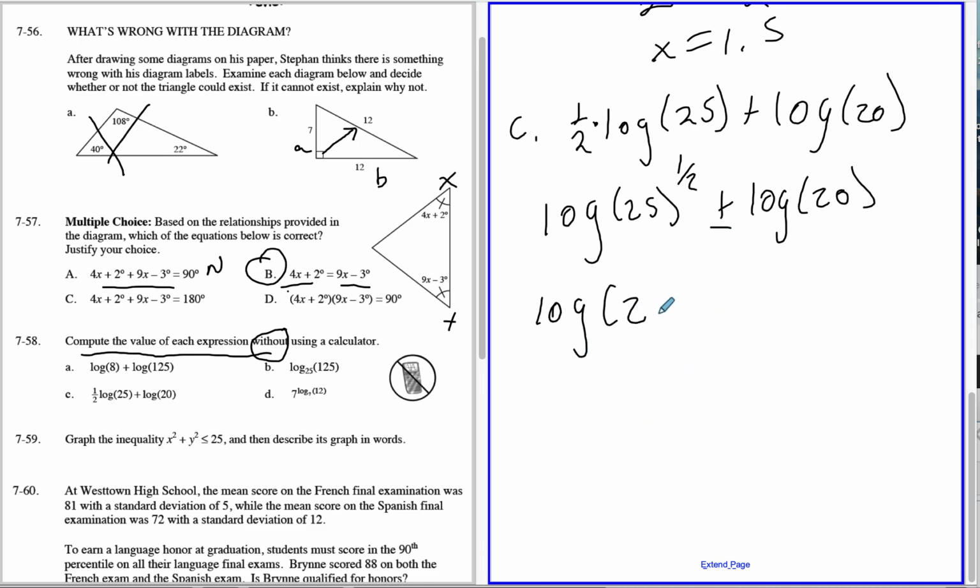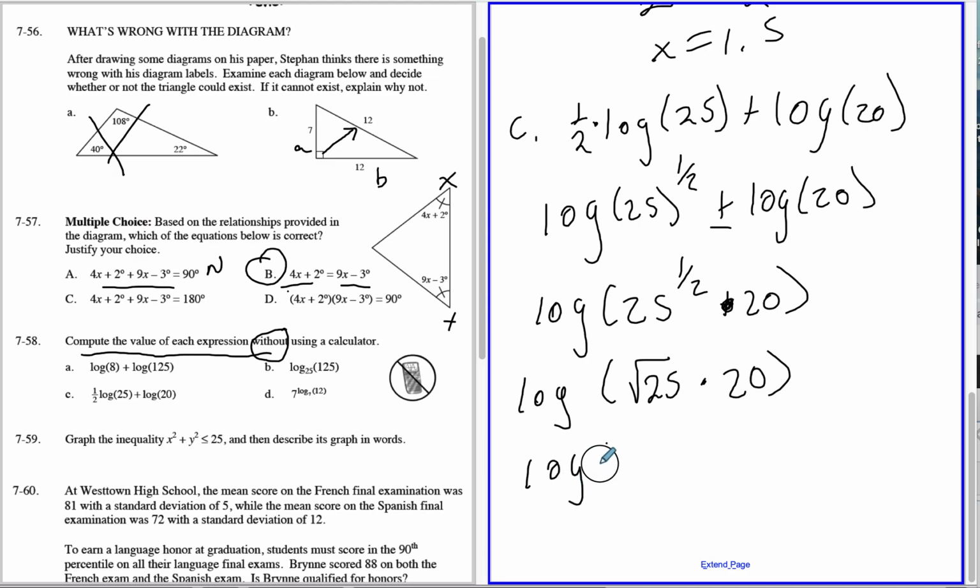Log of 25 to the 1/2 times 20. Since I'm not using a calculator, 25 to the 1/2 is the same thing as saying the square root of 25 times 20. So I have the log of square root of 25 is 5 times 20. Log of 5 times 20 is 100.